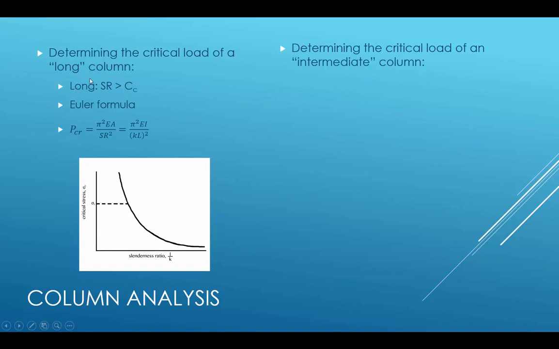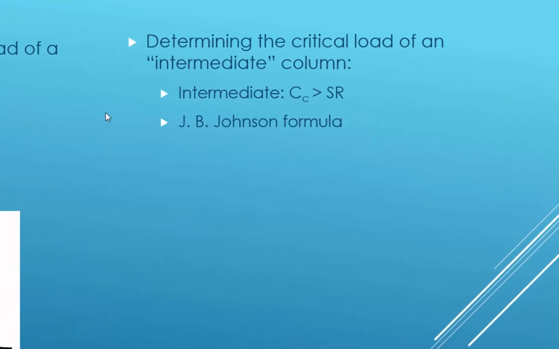Well, as you can see, a long column has a large slenderness ratio compared to the column constant. Well, this is when we have a small slenderness ratio with respect to the column constant. So that's what determines whether it's an intermediate column or not. And we use what's known as the J.B. Johnson formula. And it's equally strange, where we have a critical load equal to the yield strength times this crazy thing times the area. Now, if we want the critical stress, we just divide by the area. We get rid of the area here.